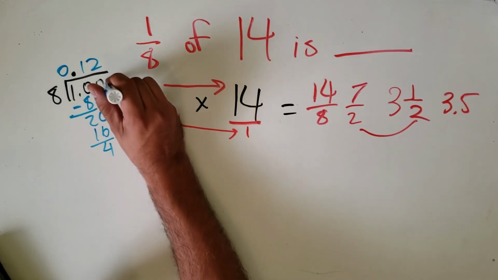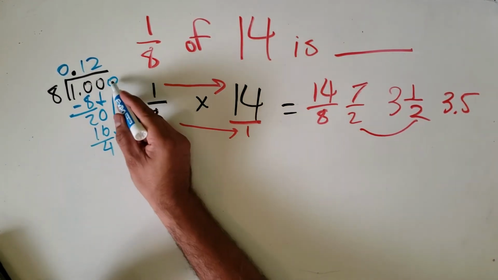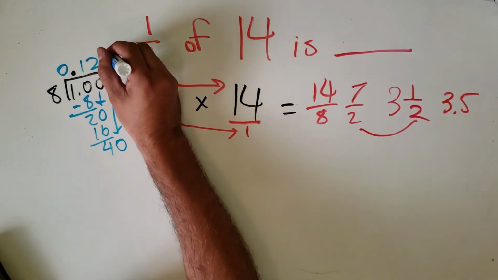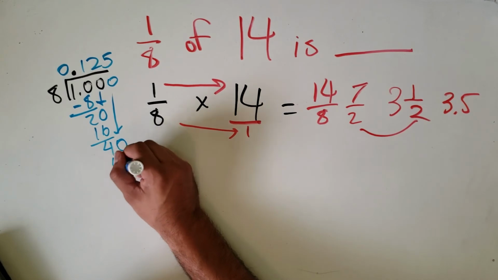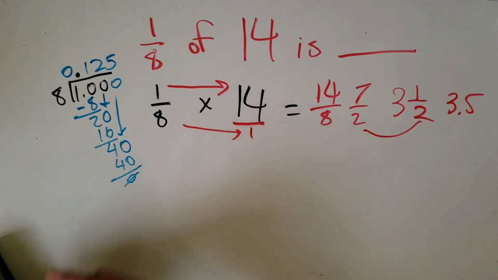So I'm going to need more zeros. Remember, you can add as many zeros as you want. Okay, so here I'm going to add one more to get a 40. And 8 goes in there 5 times. 5 times 8 is 40, and I'm done. Okay, so my decimal is 0.125. So that's the same thing as 1/8.